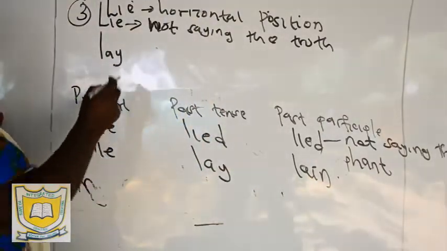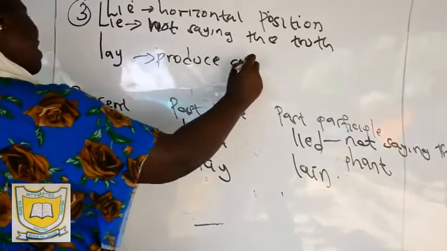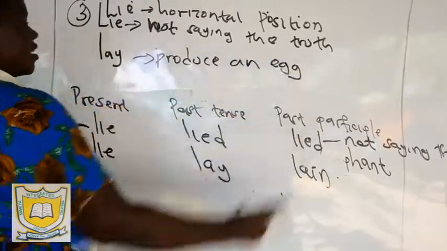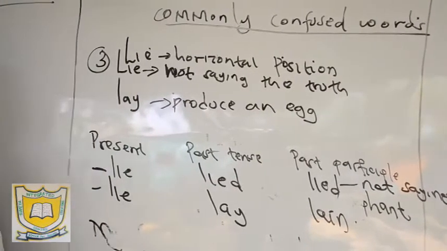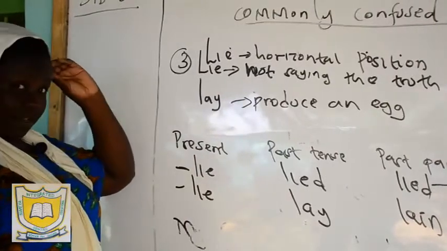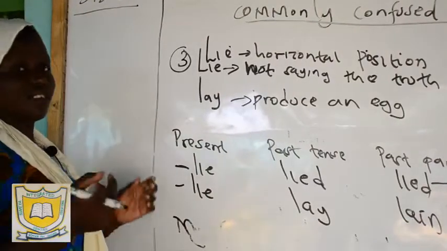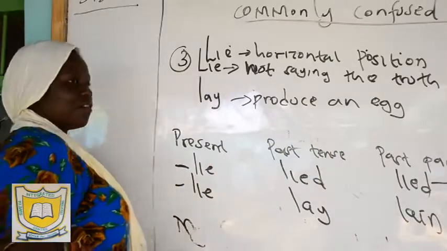Which means to produce an egg. To produce an egg in animals. It can be a hen, it can be a frog. A frog lays eggs. Amphibians lay eggs, right? Reptiles also lay eggs, and you have some mammals that also lay what? Also lay eggs. So to lay is simply to produce an egg.